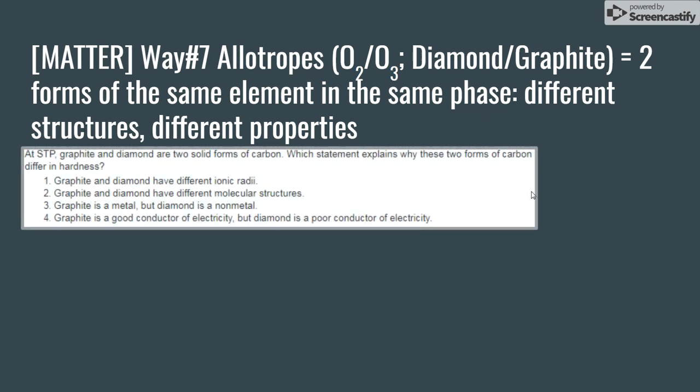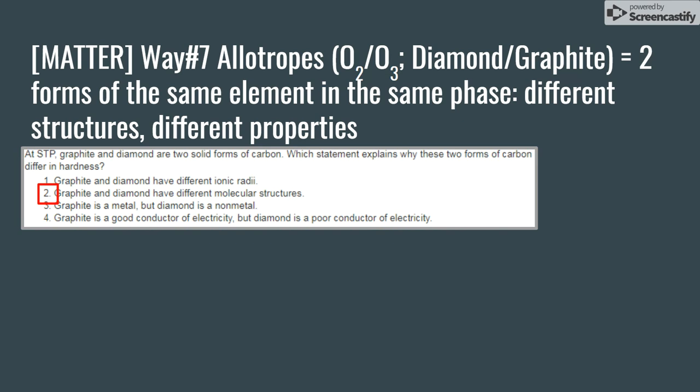At STP, standard temperature and pressure, graphite and diamond are two solid forms of carbon. Which statement explains why these two forms of carbon differ in hardness? Look at the answer choices and think about what the correct answer is. Okay, when you see graphite and diamond, you should immediately think allotropes. Same element, same phase, but they have different structures and different properties. So the best answer choice has to be 2. The reason why they behave differently is because they have different molecular structures.